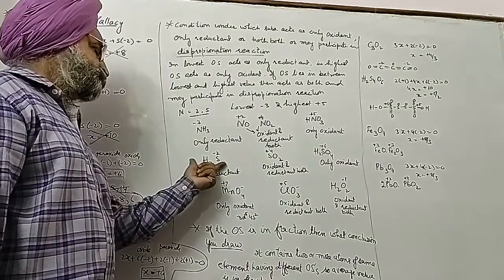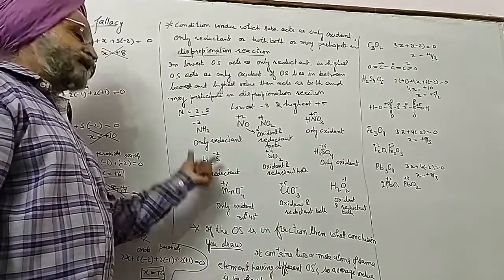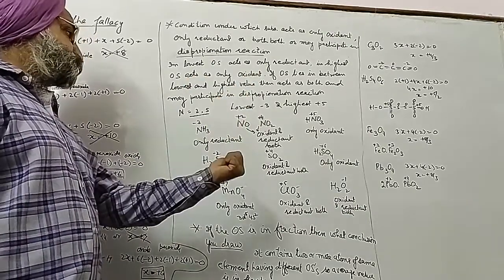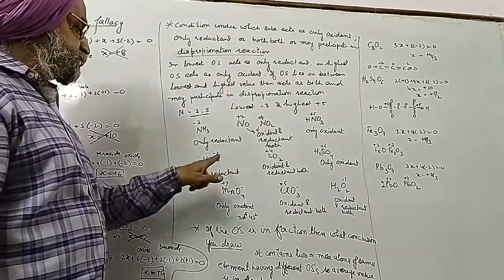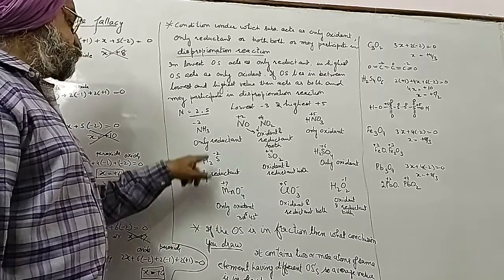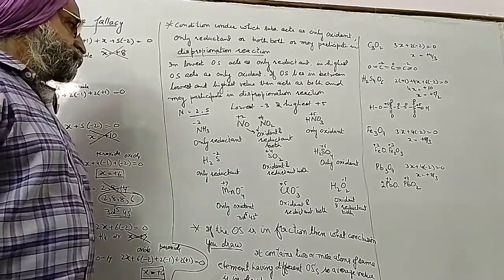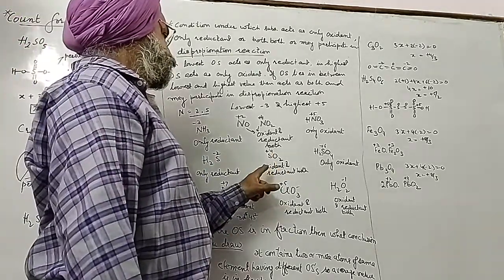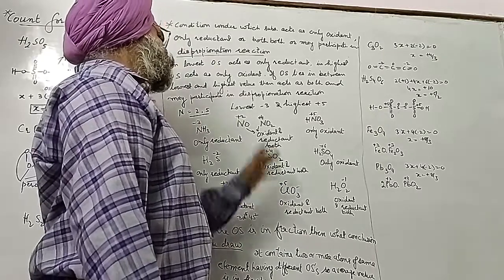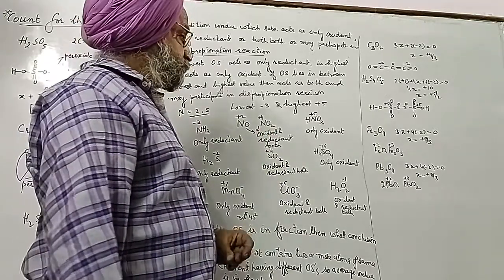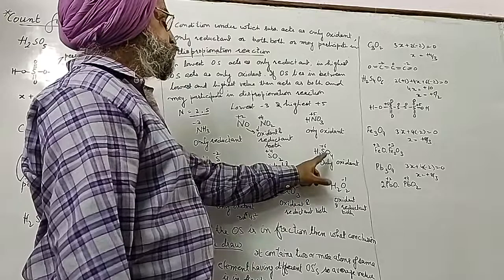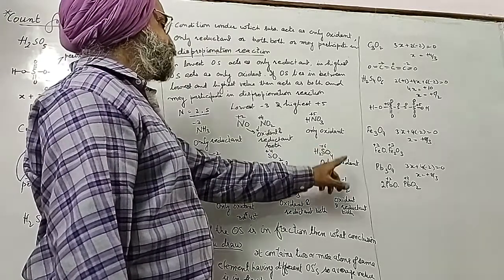H2S: the lowest is -2, highest is +6, and this is the lowest, so it's only a reductant. SO2, +4, oxidant and reductant both. But in case of H2SO4, the oxidation state comes out +6, meaning only an oxidant.